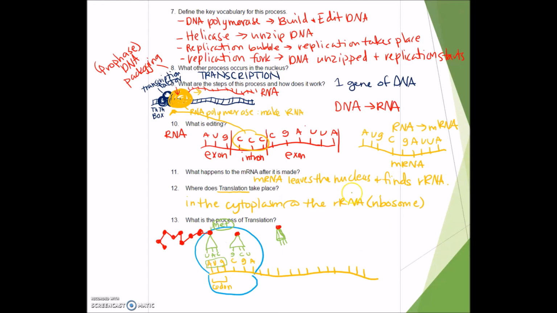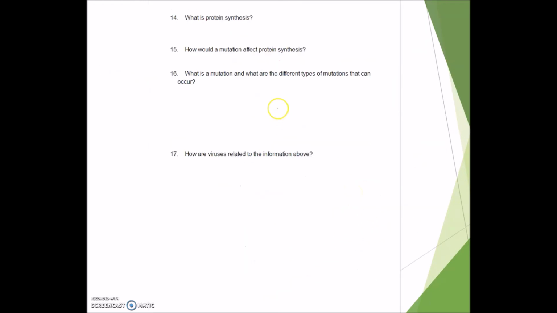All right, so almost done here. What is protein synthesis? Protein synthesis consists of transcription, editing, and translation. And so it really is from one gene to one protein. And then how would a mutation affect this protein synthesis?